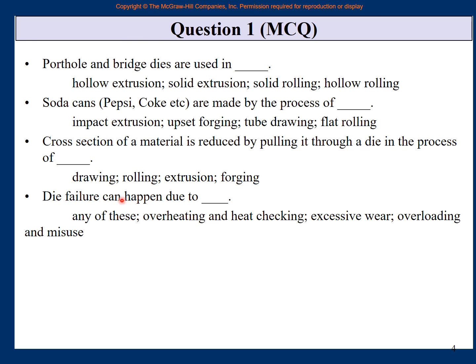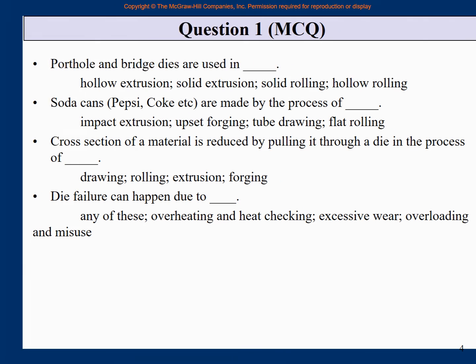Die failure can happen due to overheating, heat checking, excessive wear, overloading, misuse, any of these. Even if you are just normally intelligent, you will see that yes, all of these reasons can lead to die failure. Overheating can lead to it, excessive wear can lead to it, overloading can lead to it, right? So all of these is the correct answer.